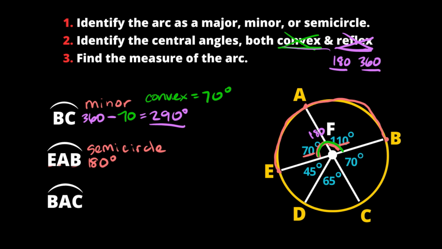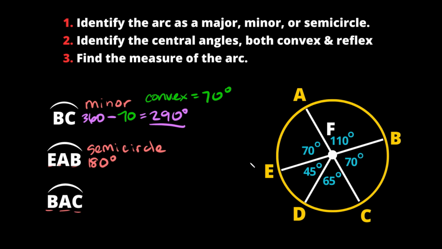Now let's clean this up one last time. Boom! And let's do this last arc right here. So arc BAC. So again, that's the order we're going to go in, right? So BAC. All right, so it looks like we're going all the way around the circle. Almost all the way around, right? Most of the way around.